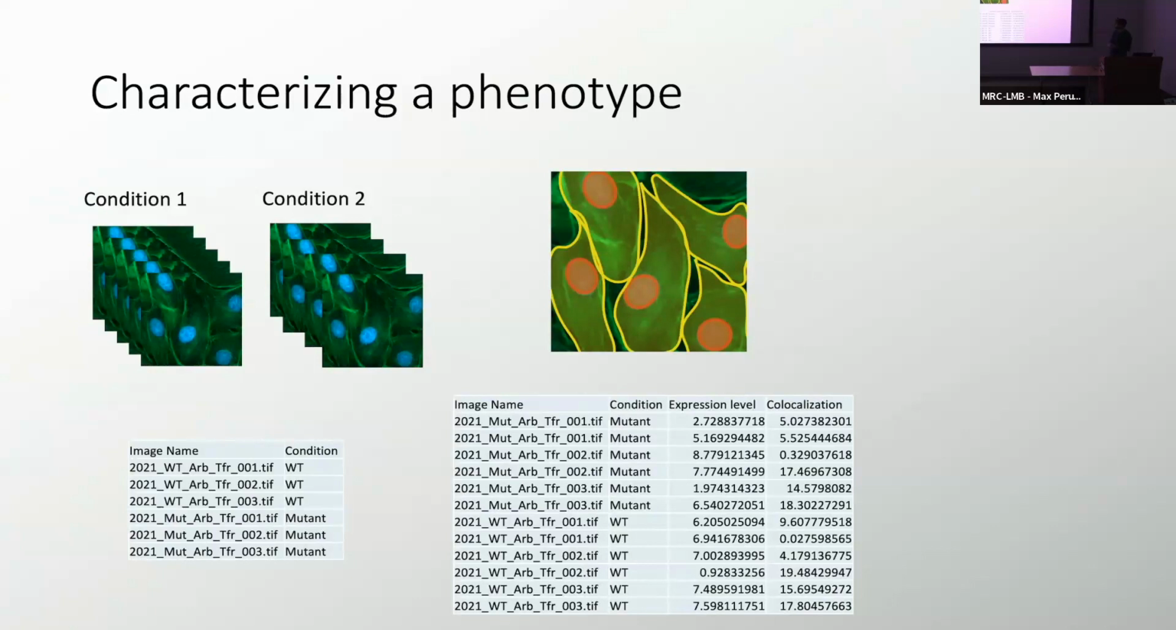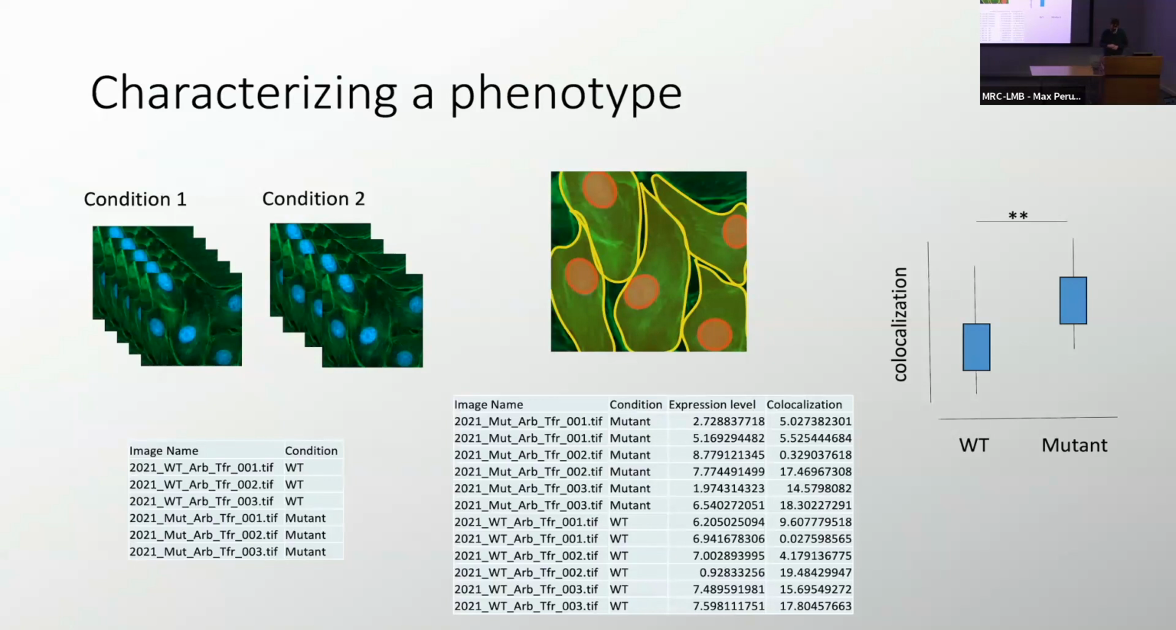It can be as simple as mean intensity, which will translate as an expression level, or some correlation between channels. And then in the end, what we would like to do is assign or quantify the effect of our condition on our phenotype, which we are expressing here as a colocalization for the wild type and the mutant. So this is the basic workflow. There are some other things, but roughly this is what we want to do when we do image analysis from imaging.